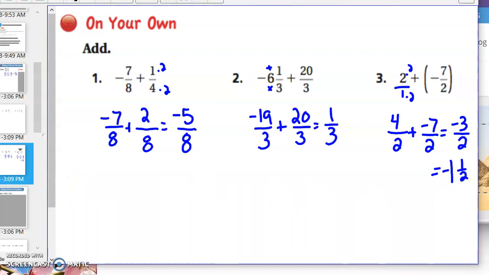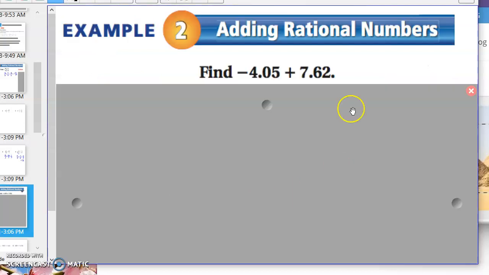So that was rational numbers that are fractions, but we also have rational numbers that are decimals, but they follow the same rules. Same signs, add and keep, different signs, subtract. Use the sign with the bigger number, then you'll be exact.